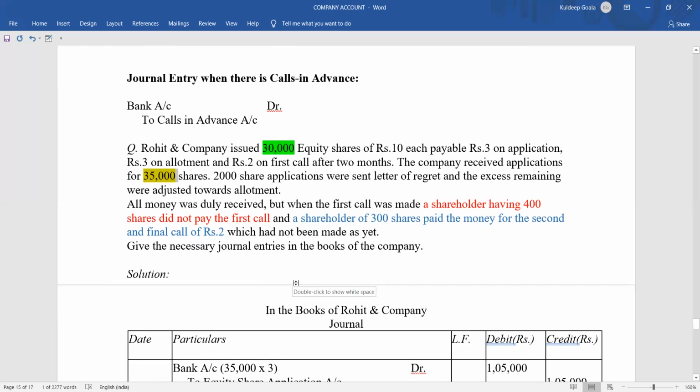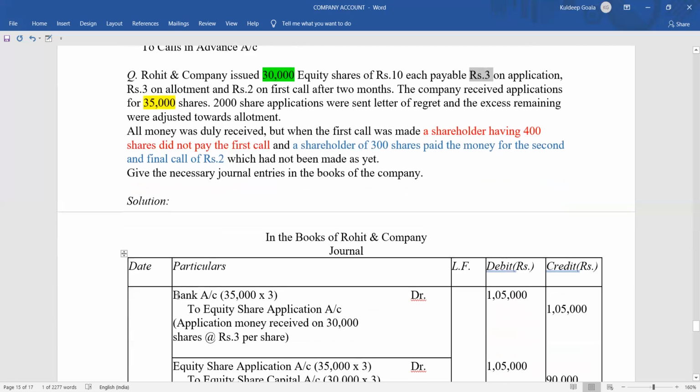Journal entry is bank account debit. How much amount? How many shares? 35,000 into what is the application money? ₹3. So 35,000 into 3. Bank account debit 35,000 into 3, 1,05,000, to equity share application account 1,05,000. Being application money received on 35,000 shares at rupees 3 per share.